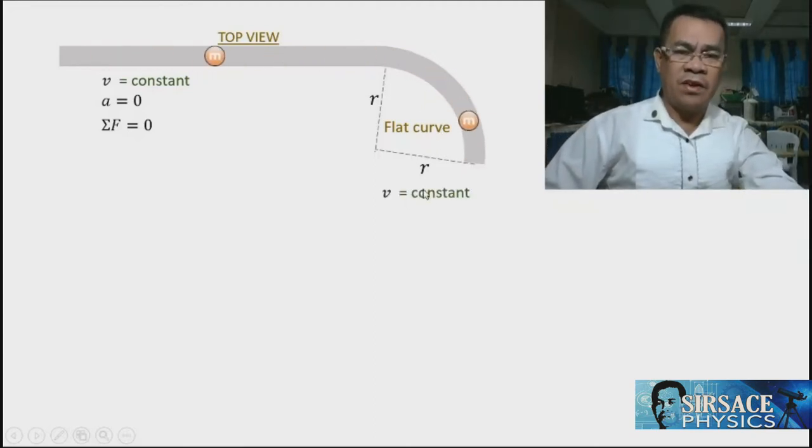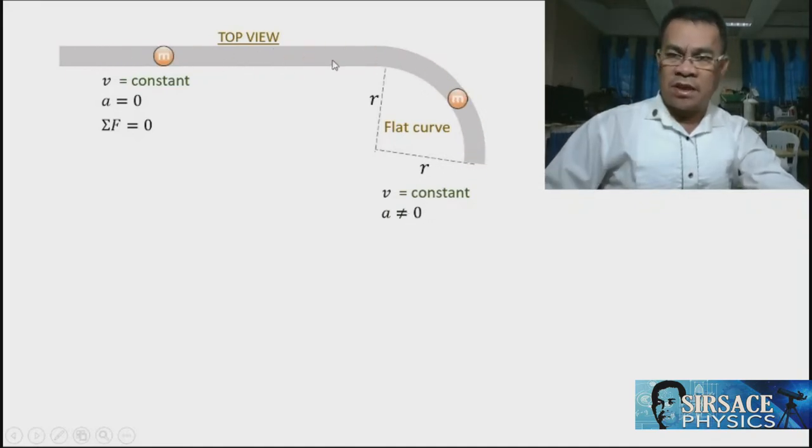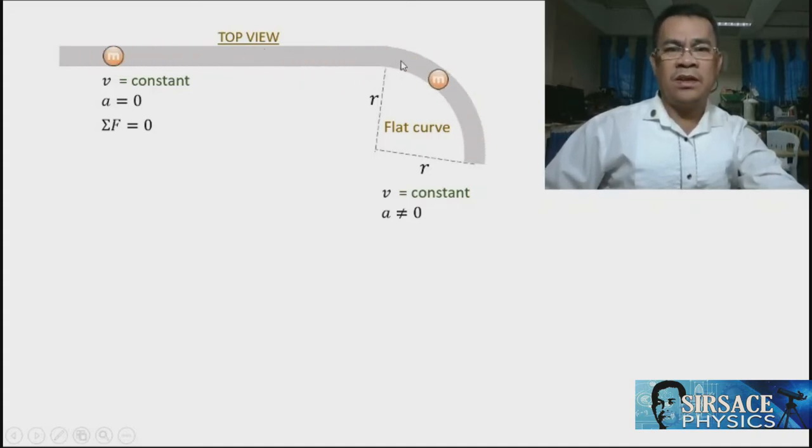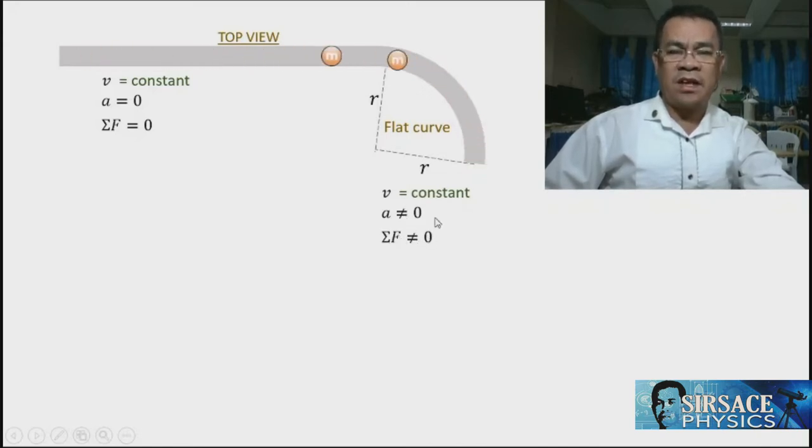Why does it happen? Even though we have a constant velocity, take note, the acceleration is not equal to zero. If this object moves in a straight line with a constant velocity, then the acceleration is zero, so the net external force is also zero. But when this object turns around the curve, even if you have a constant velocity, your acceleration is not equal to zero. So if the acceleration is not equal to zero, Newton says your force also is not equal to zero. Why? Because force is directly proportional to the acceleration. Whatever direction the acceleration has will be the direction of the force.